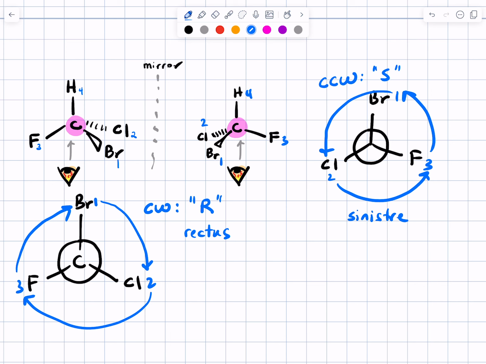In any case, you've got R and S configurations for stereocenters. We're going to use that to talk about chiral molecules.